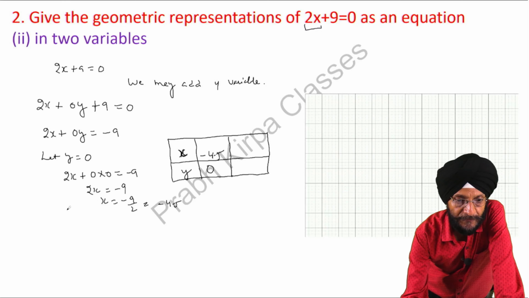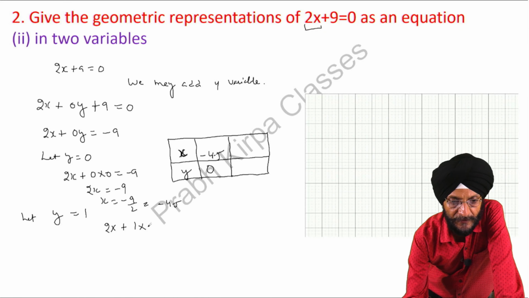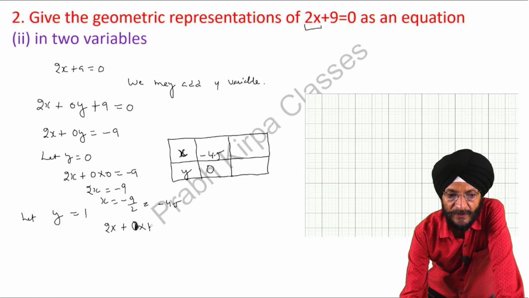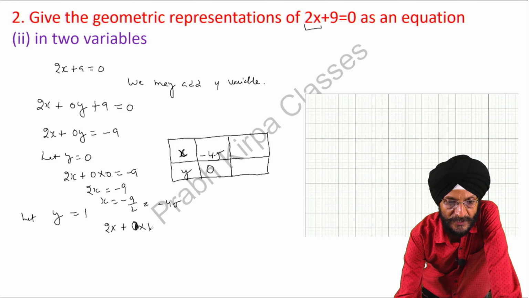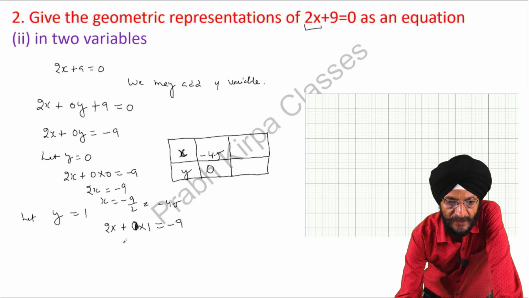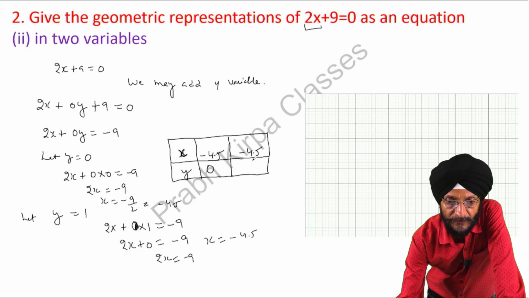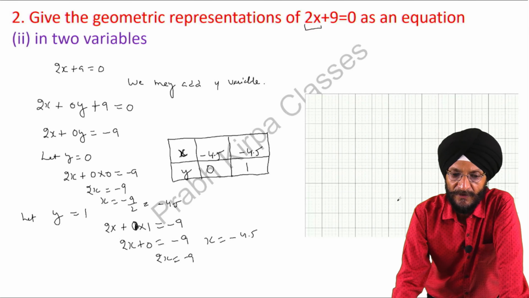Now, when we say let y is equal to 1, what will happen? 2x plus 0 into 1, because it is 0y and the value of y is 1. 2x plus 0 into 1 is equal to minus 9. Then 2x plus 0 into 1 becomes 0. 2x is equal to minus 9. X is equal to minus 4.5. So here again the value of x comes minus 4.5 and the value of y is 1.